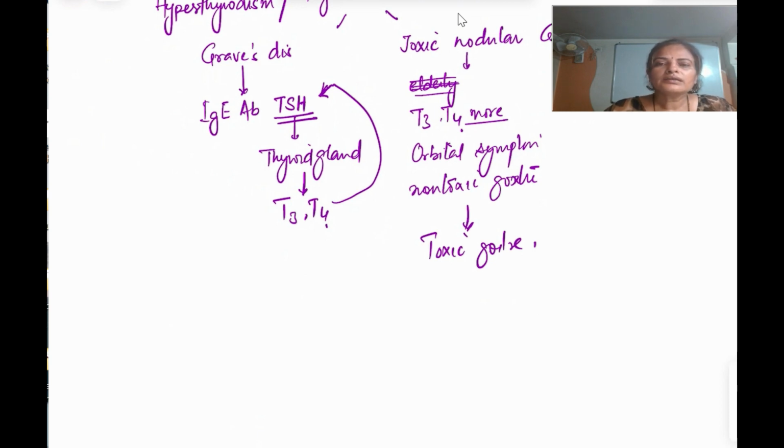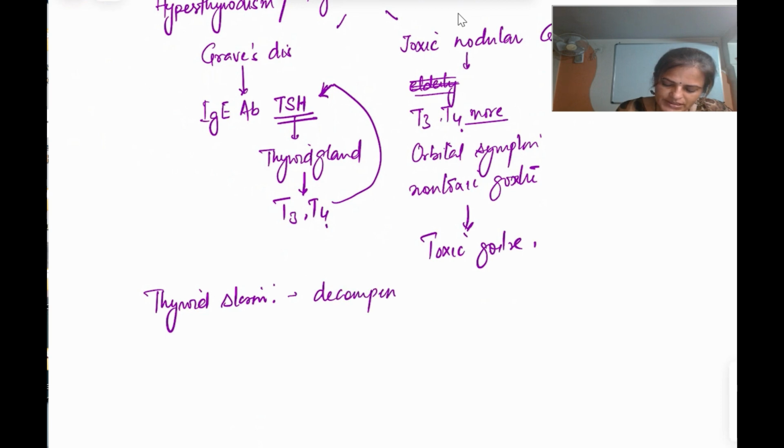And the third one is thyroid storm, which I say is thyrotoxicosis crisis. In thyrotoxicosis crisis, it happens because of decompensated hyperthyroidism. So it is an emergency. You have to treat it vigorously.